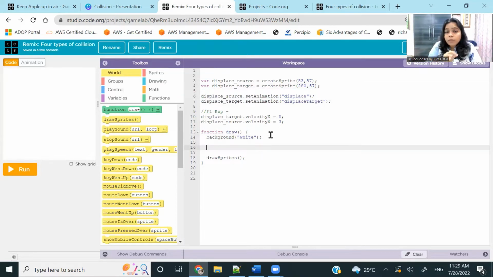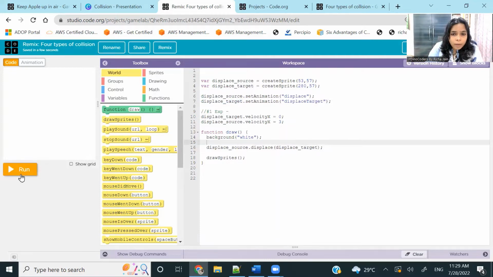What is the command if we want one sprite to displace another sprite? The command is going to be displace source dot displace. Displace is the command, and inside the parentheses for the target, I am going to give my target sprite. What is my target sprite in this case? My target sprite is displace target. Okay, so let's see what happens.